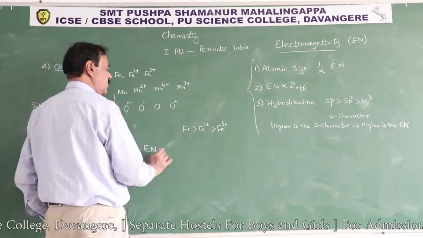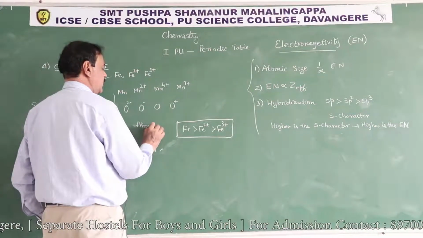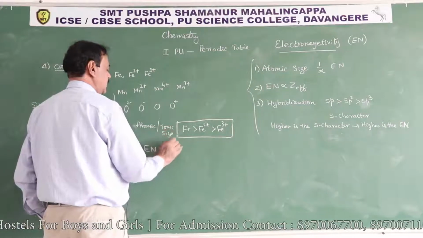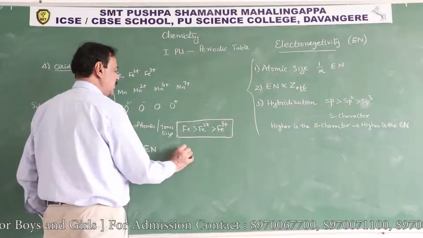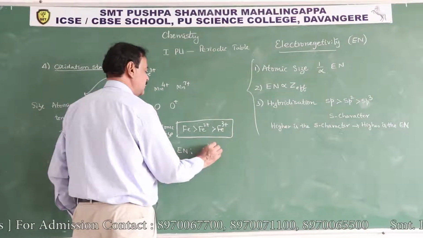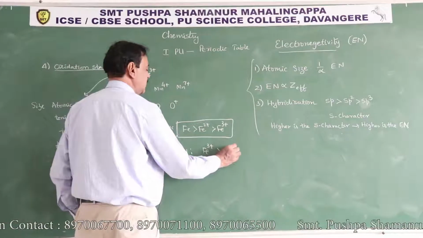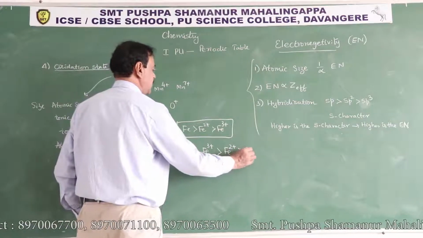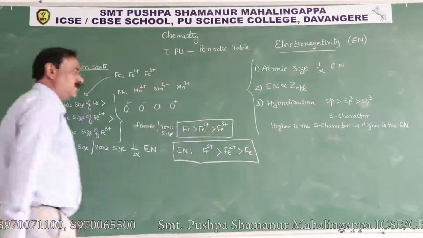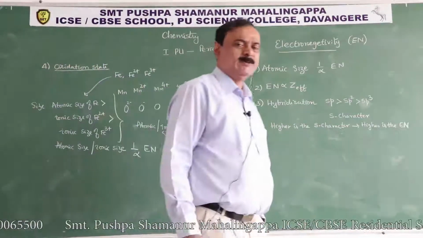This is with respect to the size, atomic or ionic size. Therefore, electronegativity values would be in the order: Fe3+ is more electronegative compared to Fe2+, which is more electronegative compared to Fe. This is with respect to the electronegativity values of the ferric ion, ferrous ion and iron neutral atom.